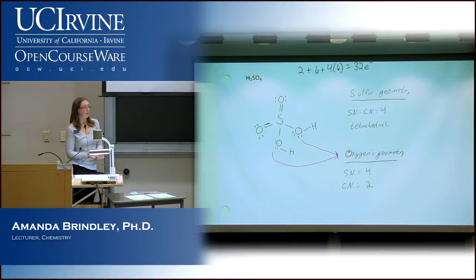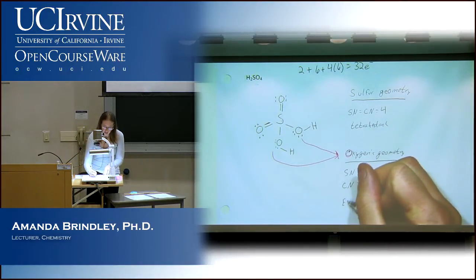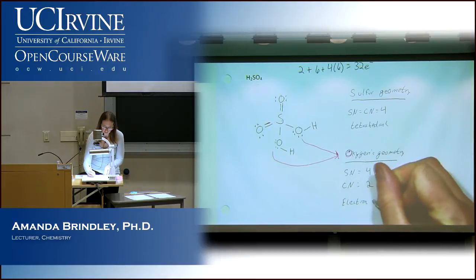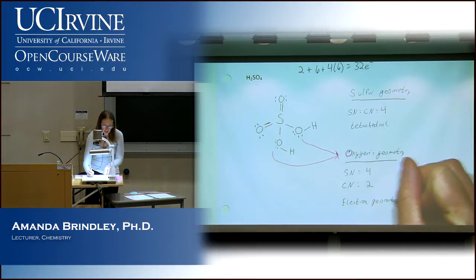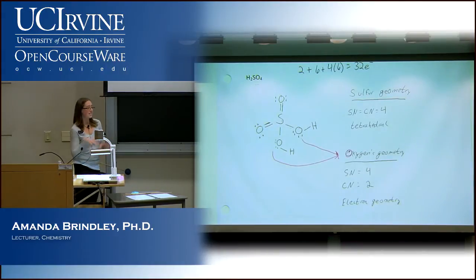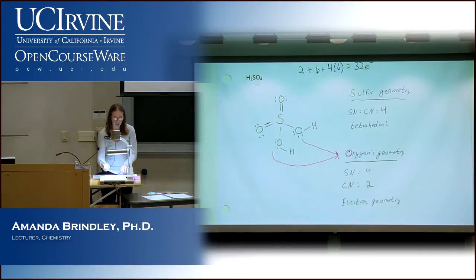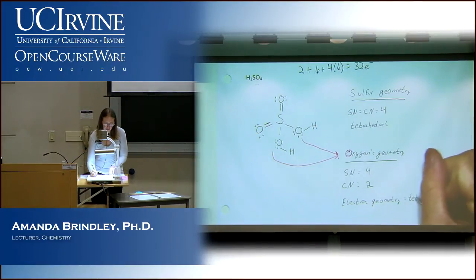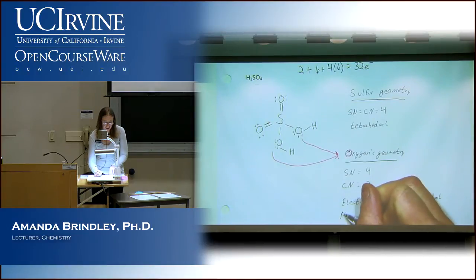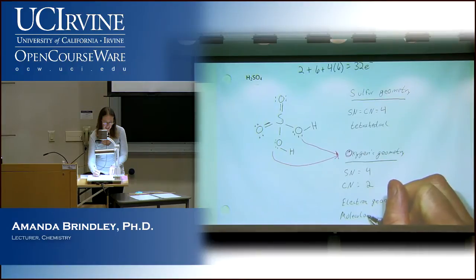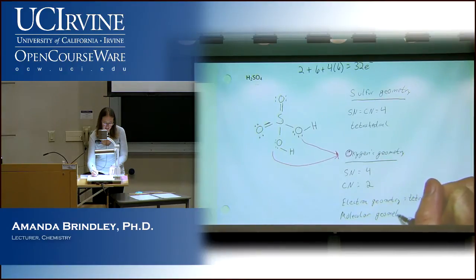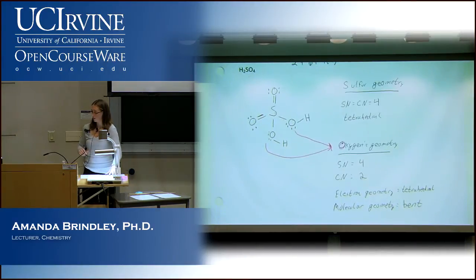So, now we have an electron geometry and molecular geometry that are different, right? So, what would the electron geometry be? Careful. Electron geometry is counting the electrons in. That's part of the geometry here. So it would be tetrahedral. 4 things. Now, what's the molecular geometry? Good, bent. All right.